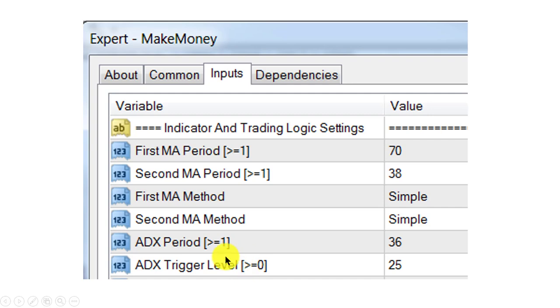You can, in fact, trade it on its own. You don't need those particular indicators, but the Make Money EA uses a double confirmation approach. You can, in fact, trade on the ADX all on its own. So let's go and see what this ADX is all about.